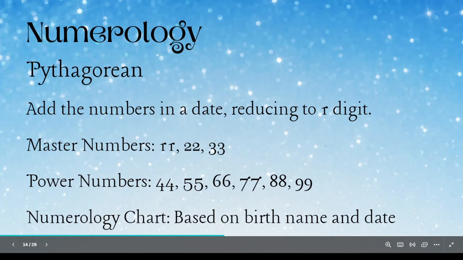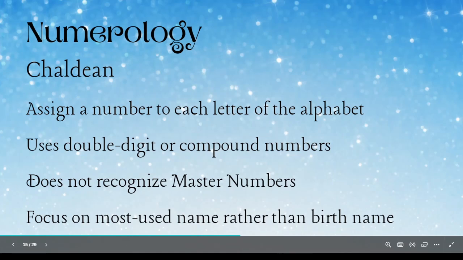So you have a numerology chart when you're born, and it's based on your birth name and the date that you were born. That's Pythagorean numerology. The other one is called Chaldean numerology. In this system, you assign a number to each letter of the alphabet, and then you use those numbers to basically do your chart, but they don't reduce down to one digit like Pythagorean. They will use double digit or compound numbers.